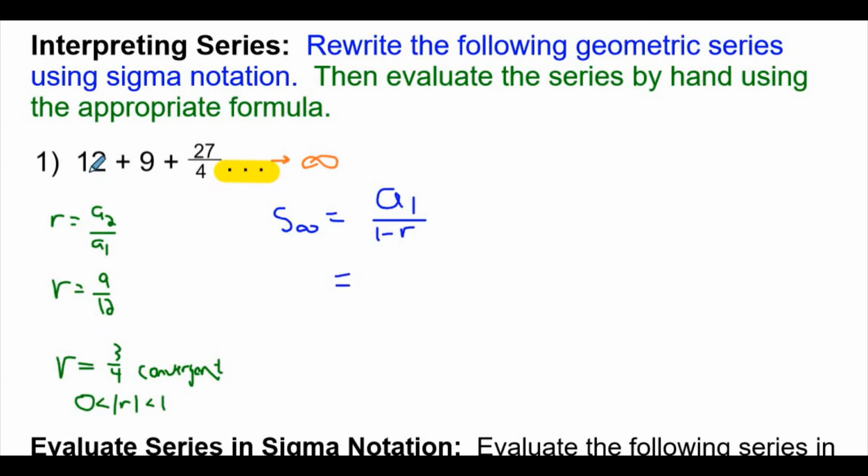So our A1 value is still 12, just like it was before. We now have 1 minus R, which is 3/4, and then we just evaluate this using arithmetic. So on the bottom, we would have this 1, you'd want to change that to 4 over 4, and so you would get 1/4. And then you would use keep, change, flip, otherwise known as reciprocate your denominator and multiply it times your numerator. And so this will come out to 48.